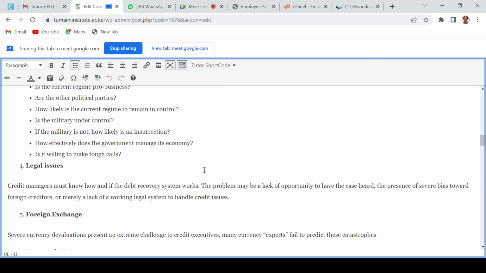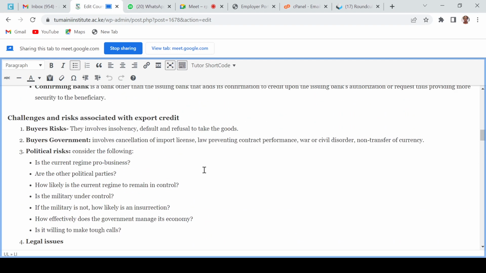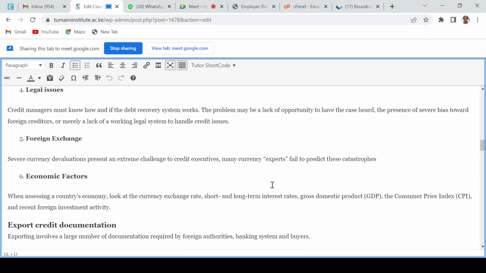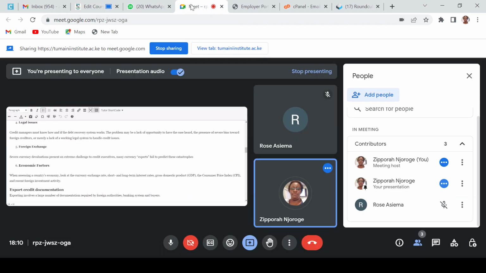What else did we talk about? Yes, we talked about legal issues. That is also a risk or a challenge when we are trading with customers who are outside the borders of our country. We talked about the buyer's government. A good example is when adjustments are made to taxes. It impacts our international customers or people who are selling to each other through the country. Maybe the excise duty has been increased from this to this. So that also becomes a challenge due to what we call the fiscal policies that are undertaken by the government. We talked about economic factors. We talked about foreign exchange and all that, right?